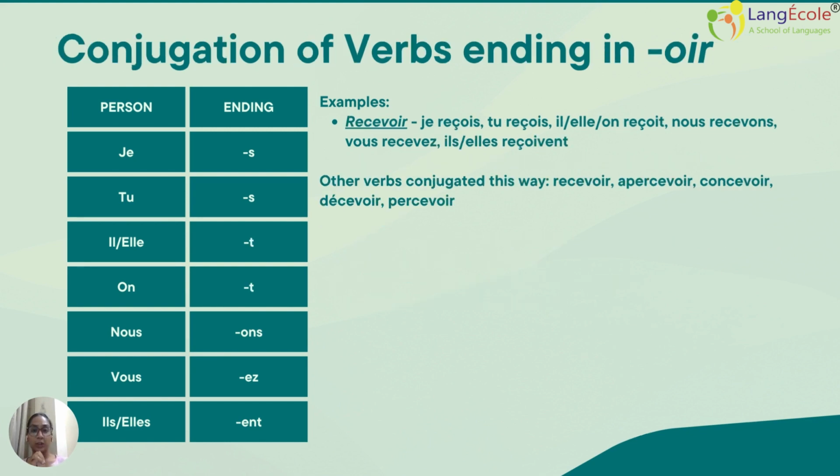Next are the verbs ending in OIR. They are conjugated similar to how we conjugate the verbs that end in RE. So the recevoir verb becomes je reçois, tu reçois, il, elle reçoit, nous recevons, vous recevez, and ils, elles reçoivent. Some other verbs that are conjugated this way are apercevoir, concevoir, décevoir, etc. Some other OIR ending verbs such as avoir and devoir are irregular verbs and they are not conjugated the same way as recevoir.